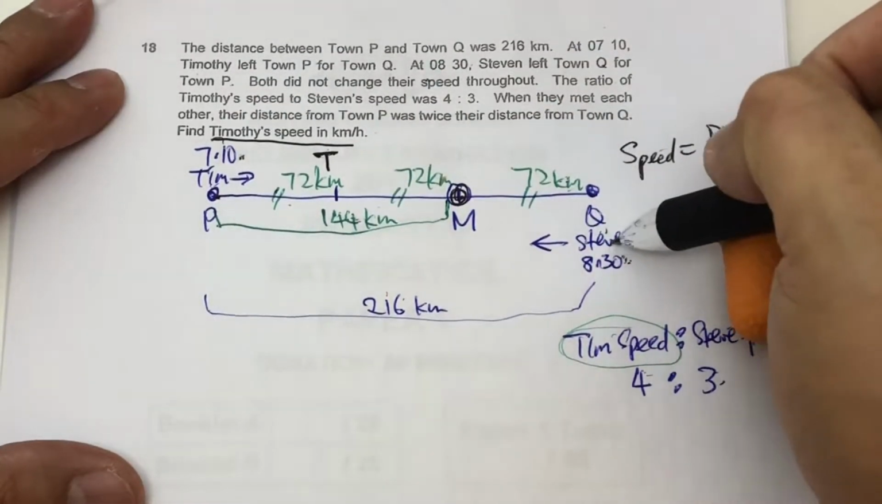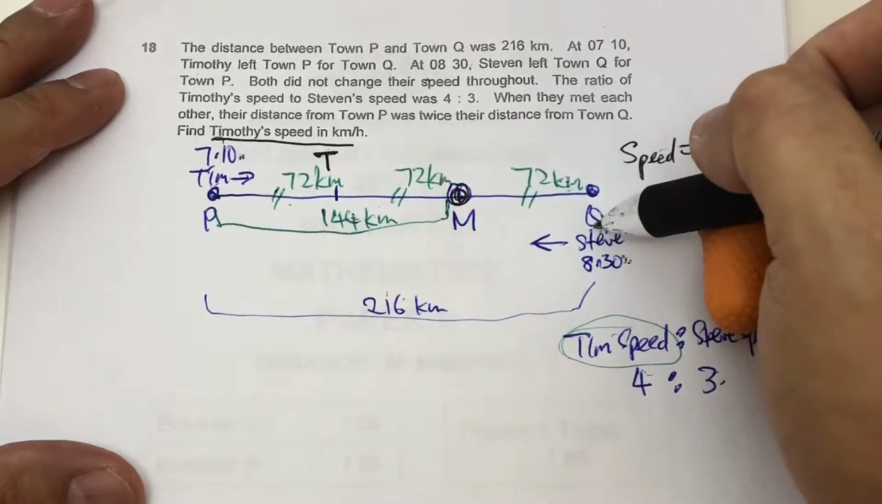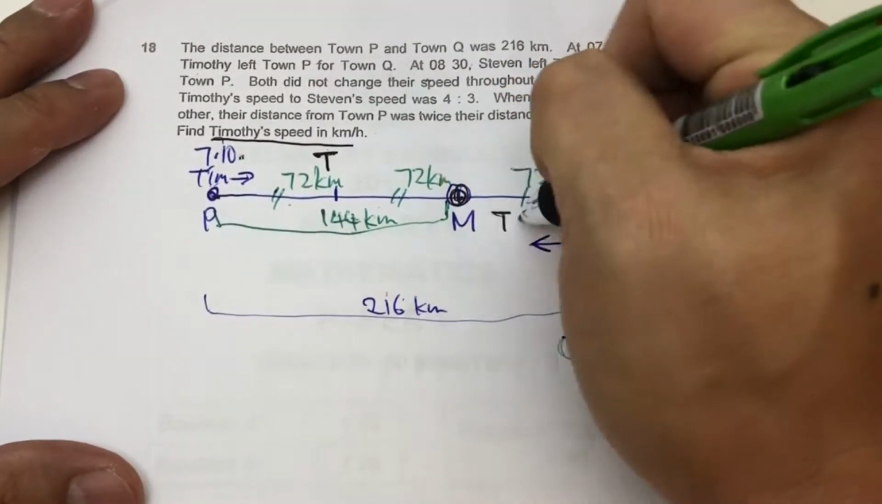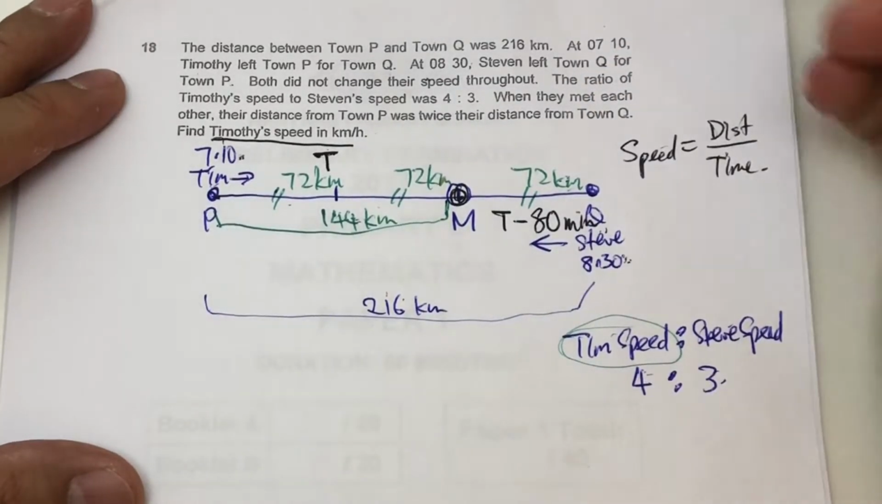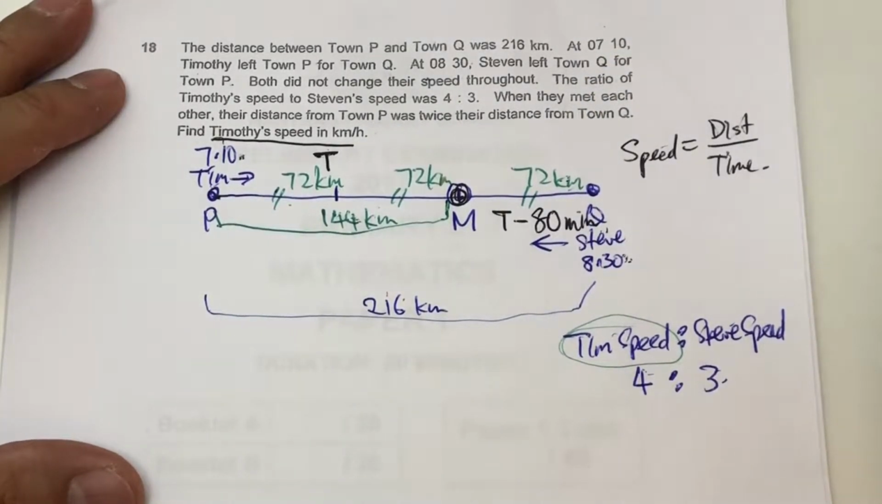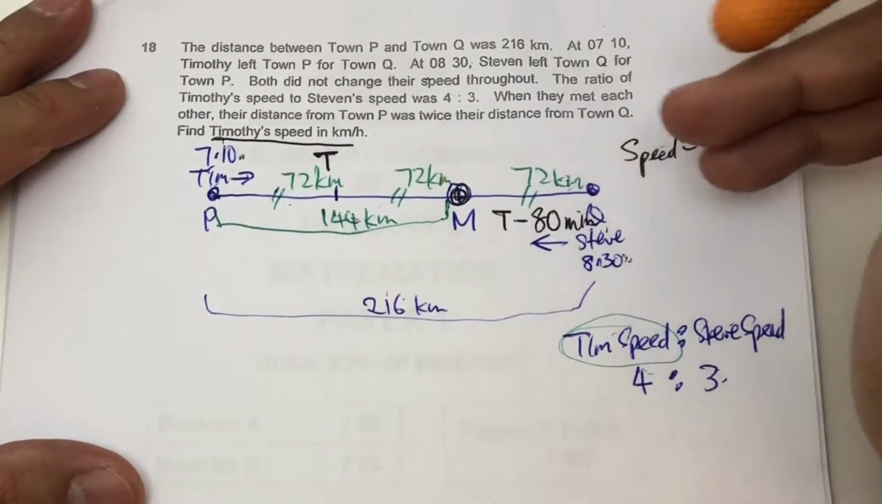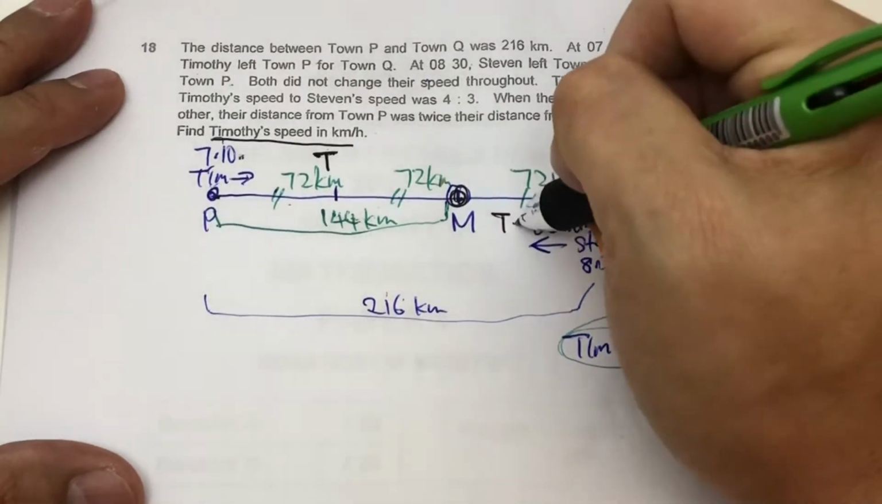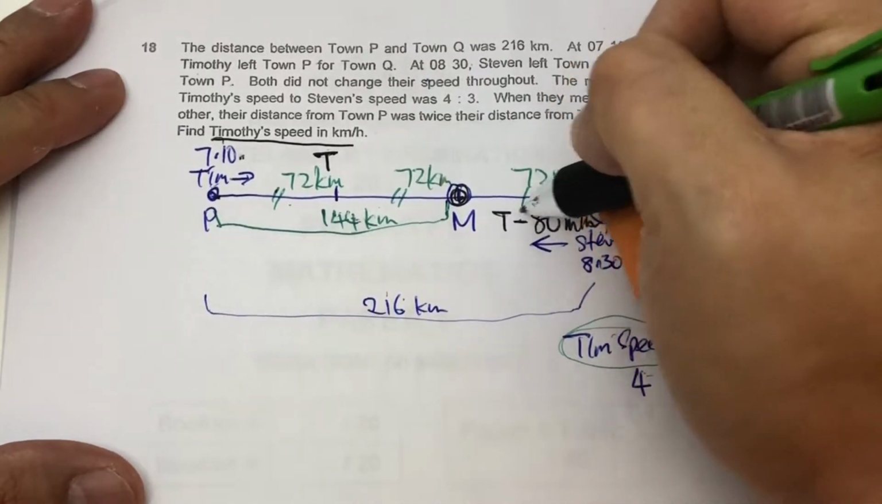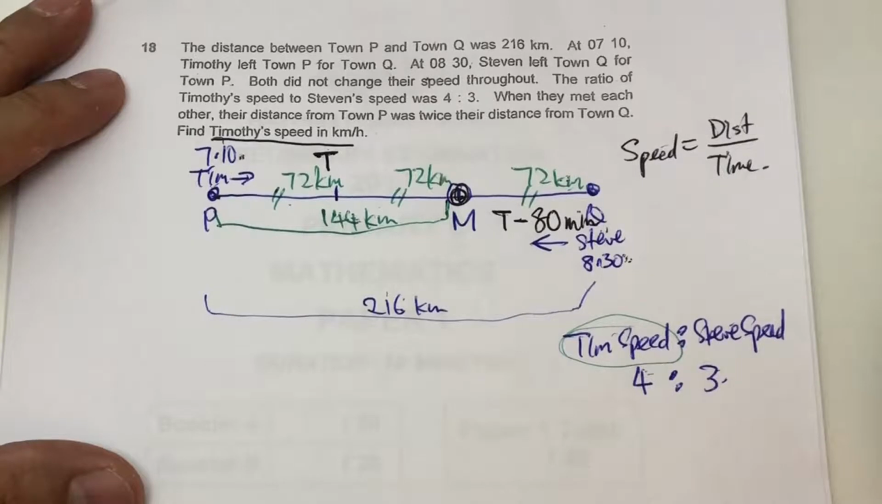So the time that Steve actually spent traveling is t minus 80 minutes, because he was delayed by 80 minutes. Maybe he was still having his breakfast, or maybe he woke up late. So for that 80 minutes, he was just staying at home, still having his breakfast. And so the time there is t minus 80 minutes.